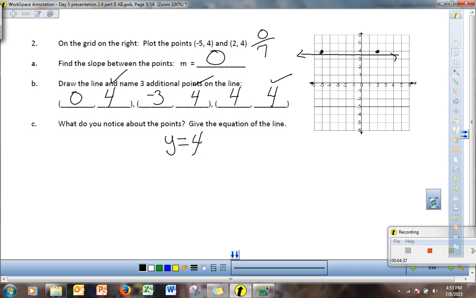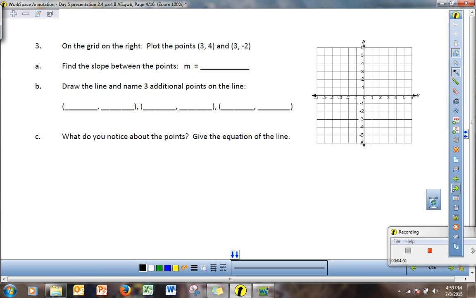So here's what we got so far. If the slope is 0, I'm going to have y equals some number as my equation. You can probably predict where I'm going to go next then. Come down and look at your number 3. On the grid at the right, plot the points (3, 4), over 3 up 4, and (3, negative 2).